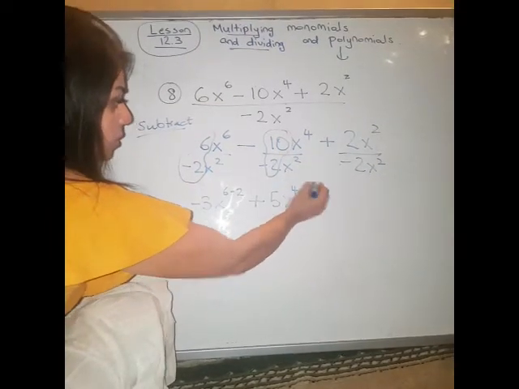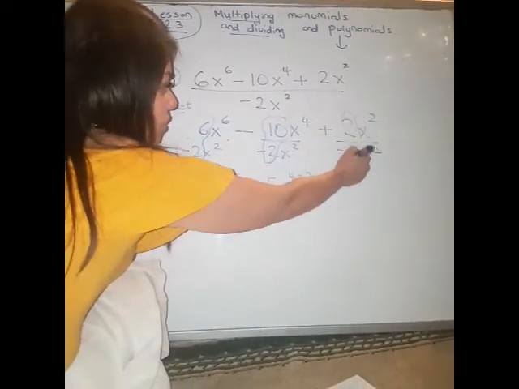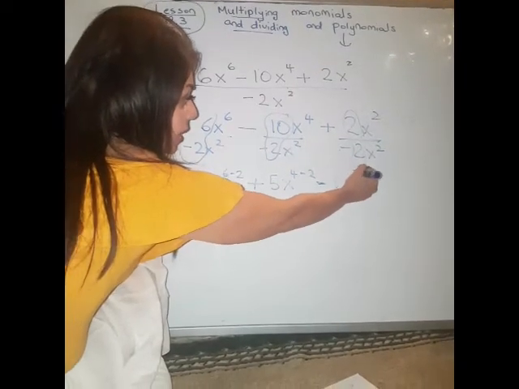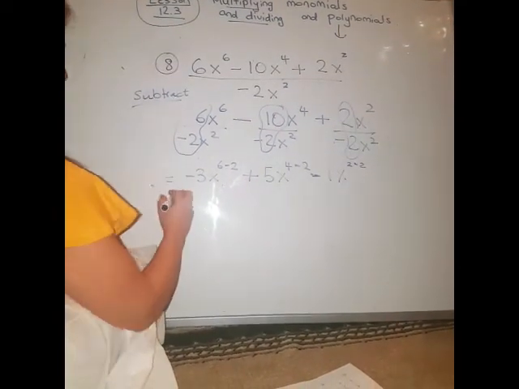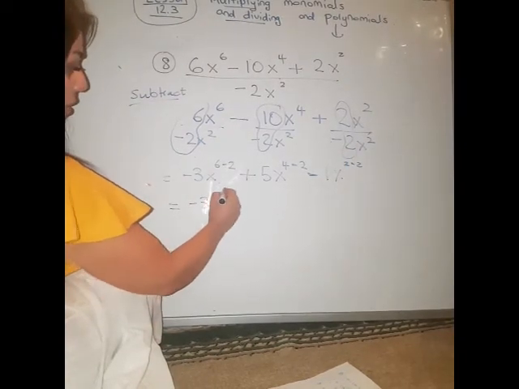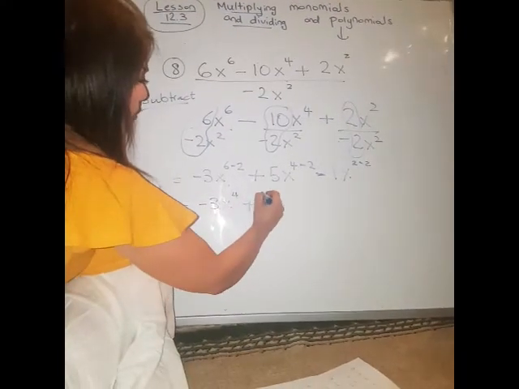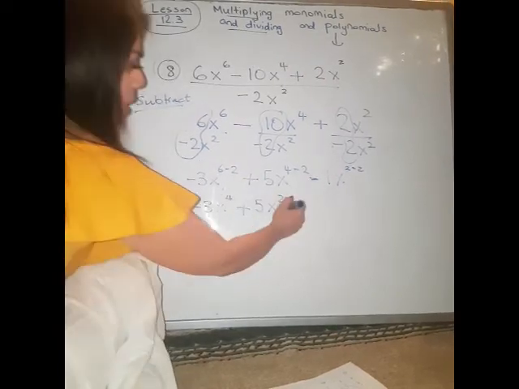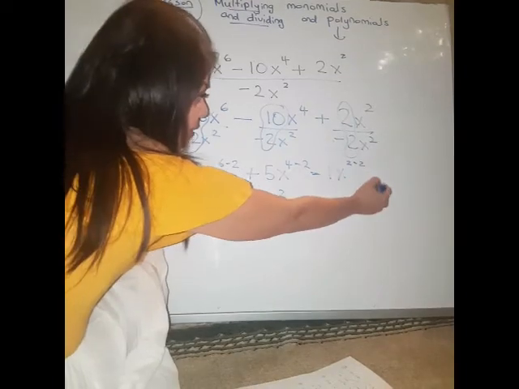4 minus 2. Plus and a minus give me a minus. 2 divided by 2 is actually a 1. And then x to the second minus 2. Now I start writing my final answer. -3. x to the 6 minus 2 is x to the 4th. And then I have plus 5. x to the 4 minus 2 is x to the second. Minus 1. x to the 2 minus 2 is actually x to the 0.